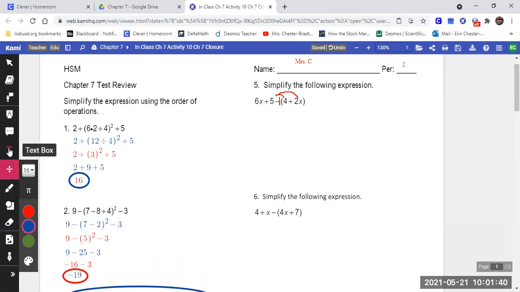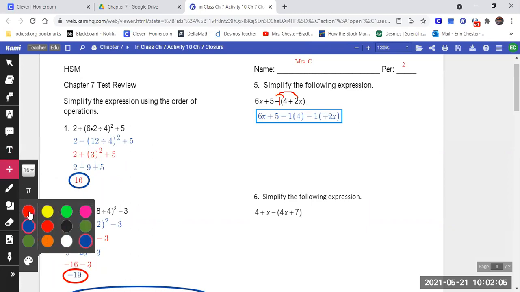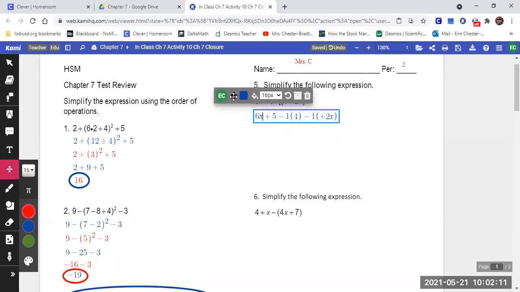It does not say 5 with anything yet. It does not say 6x with anything yet. So those stay just like they did for the other ones that we had to simplify. Now I have a -1 that's multiplying times 4 and a -1 that's multiplying times 2x. We've seen this before, and this is actually a positive 2x. Are my 6x and 5 going to be doing anything? No, so we write them again. But that -1 times 4 and the -1 times positive 2x, those are changing to what?